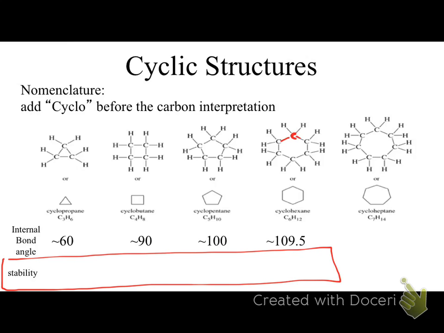Take a look at our carbons in cyclohexane. How many electron groups are there, or sigma bonds around that carbon? 4, which means the hybridization is sp3, which means the bond angle should be 109.5 degrees. What's the bond angle in a cyclohexane? 109.5. That sounds reasonable. Okay, that makes sense.